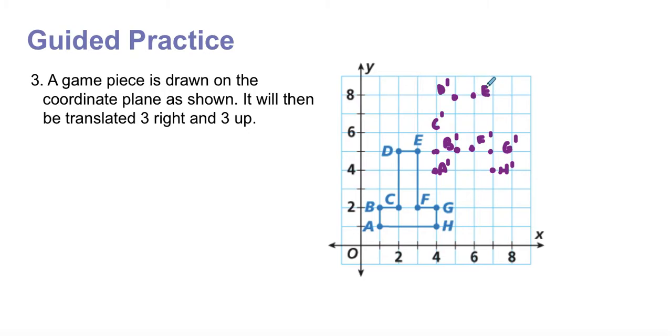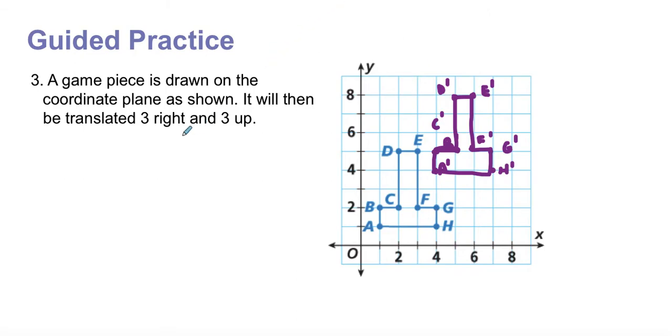When I connect the points of my figure, I can clearly see my new image. So you'll notice that nothing about my shape changed in terms of its size or its lengths. The only thing that we change when we are making a translation is where the figure is located.